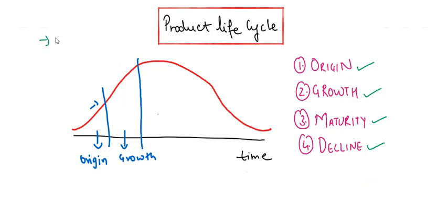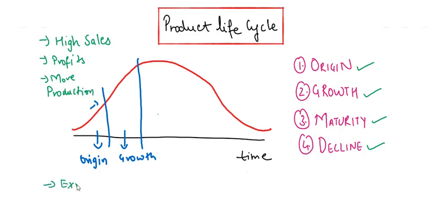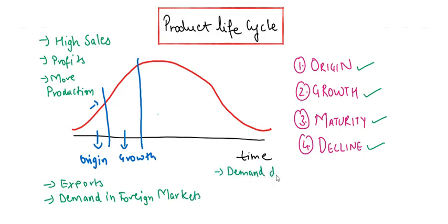In the growth stage, the company experiences an increase in its sales. The company's profitability from the products starts to increase. This makes the company produce even more. The company in this stage also starts exporting the goods abroad. The availability of the goods in the foreign markets creates its own demand. And the growth stage starts to end in the home country.